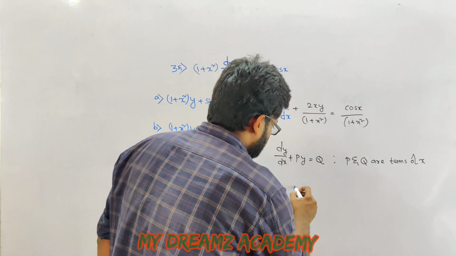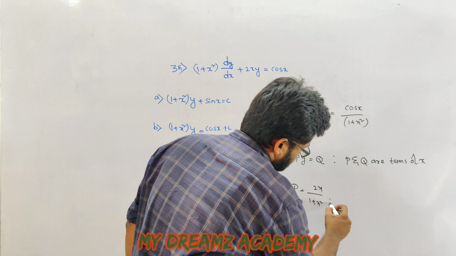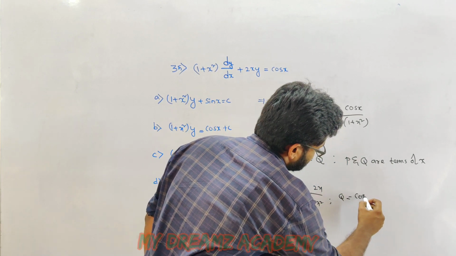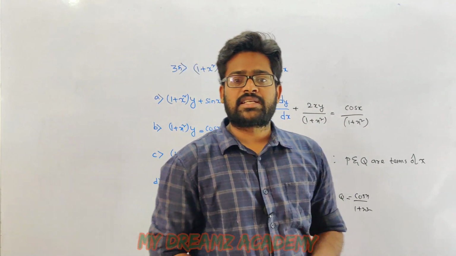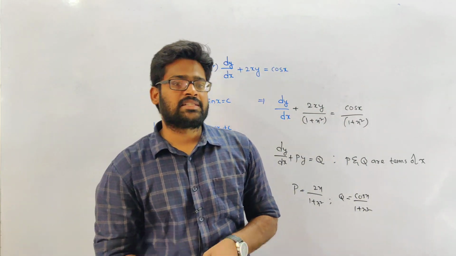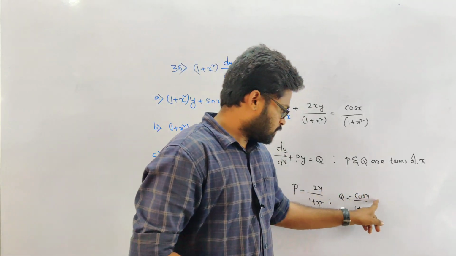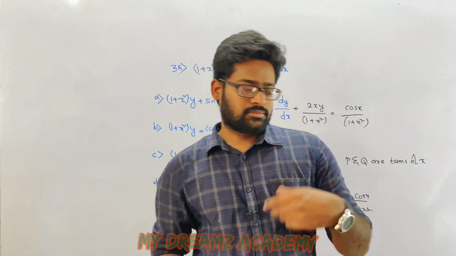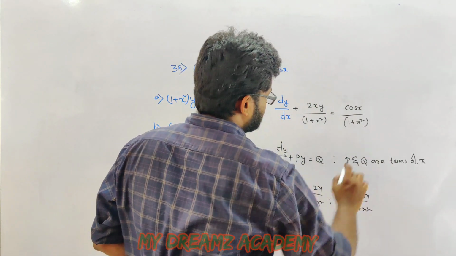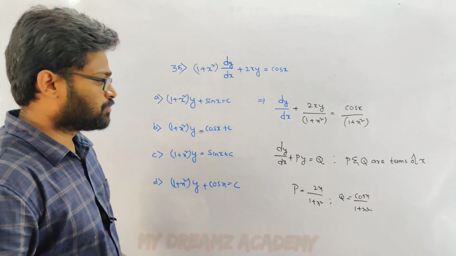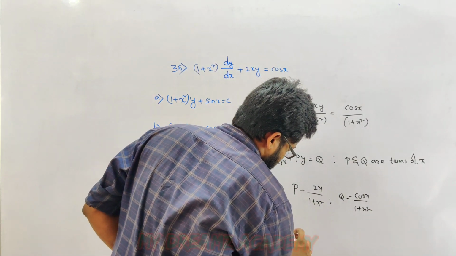What is P here? P is equal to 2x divided by (1 plus x square). And then what is Q? Q is cos x divided by (1 plus x square). 2x by (1 plus x square) is P. This is in terms of x only. And the next term is cos x by (1 plus x square). This is also in terms of x only. So we can apply the linear differential equation form. Now the next step is we need to find the integrating factor. What is the integrating factor?